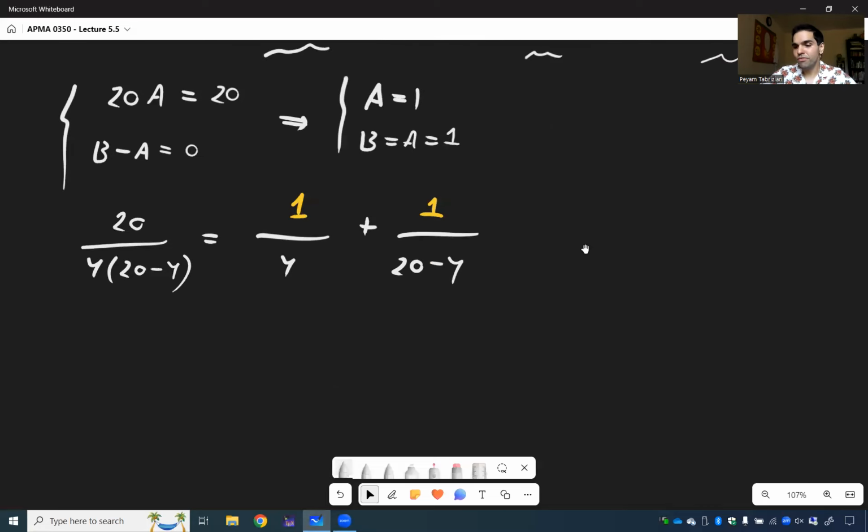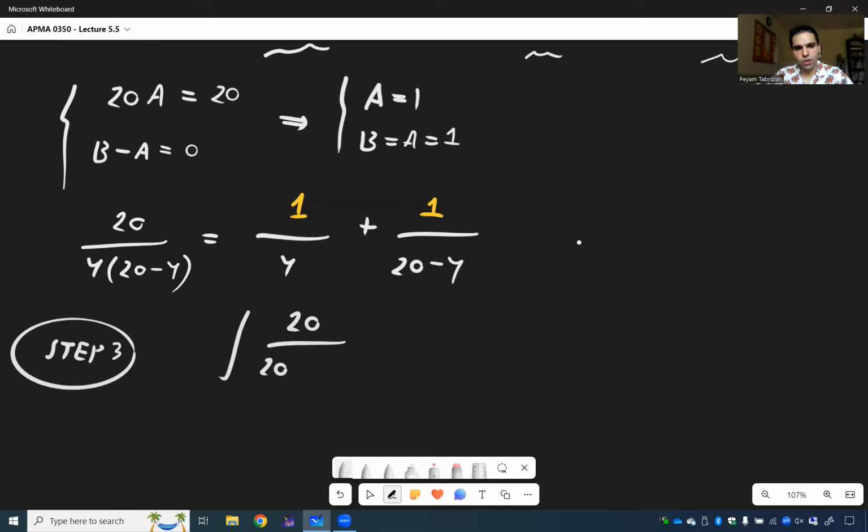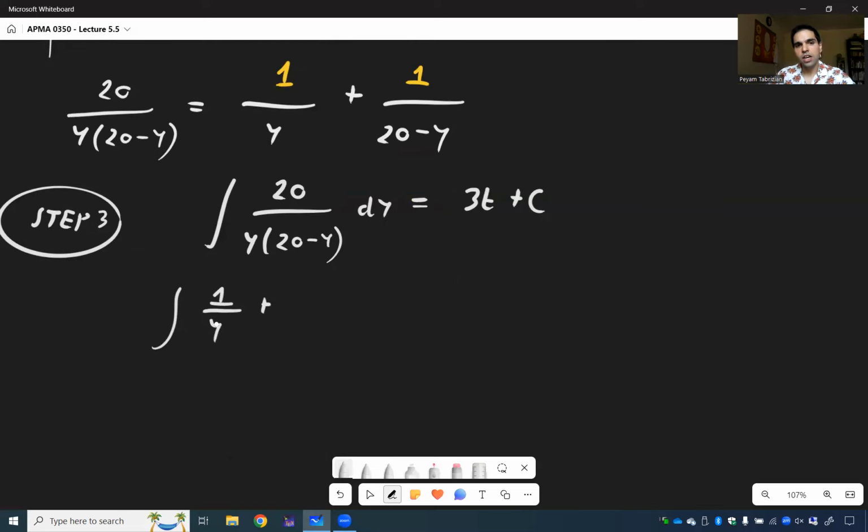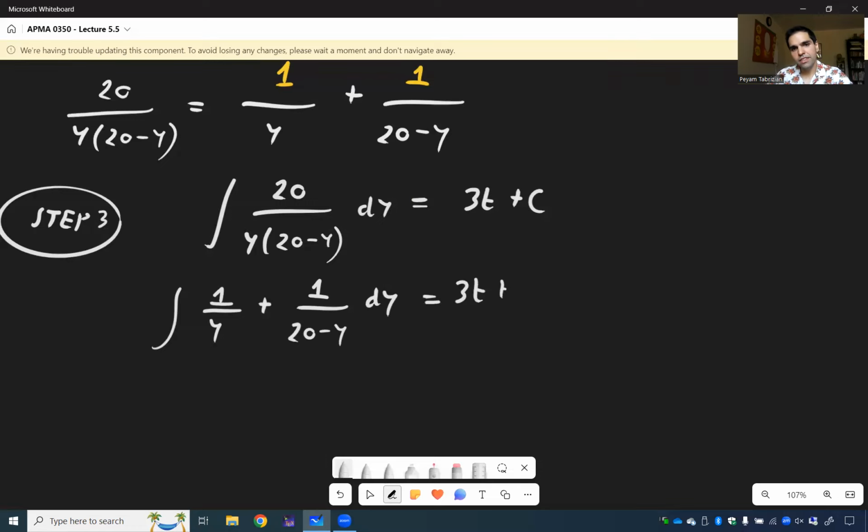Because, Back to the Future, where were we so far? Integral of 20 over y times 20 minus y dy equals 3t plus c. But now we partially fractioned this. So that was the integral of 1 over y plus 1 over 20 minus y, dy, equals 3t plus c.